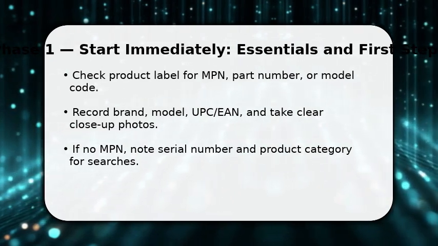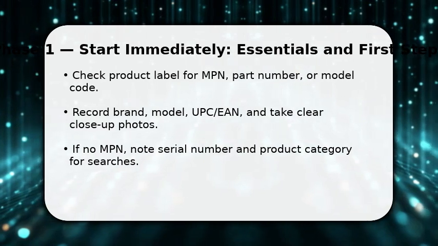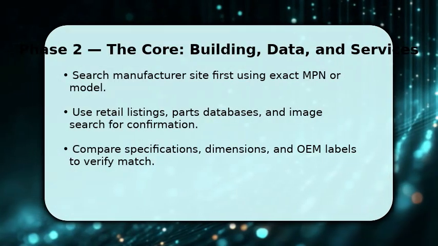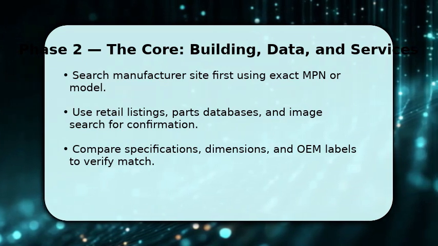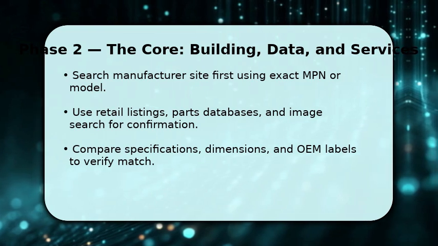So start searching now. Now search methodically. Enter the exact string on the manufacturer website, then cross-check on major retailers and parts databases. Once you find candidates, compare physical specs, dimensions, connectors, and printed labels because similar models can have different MPNs.